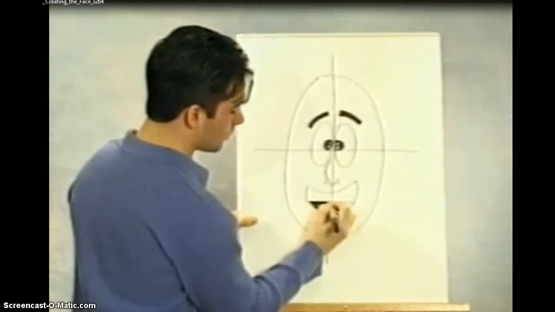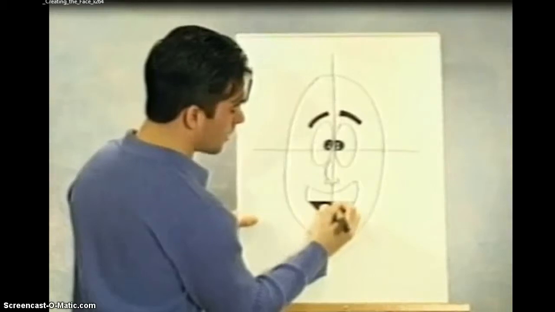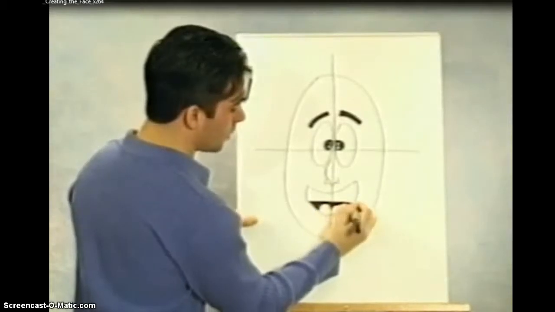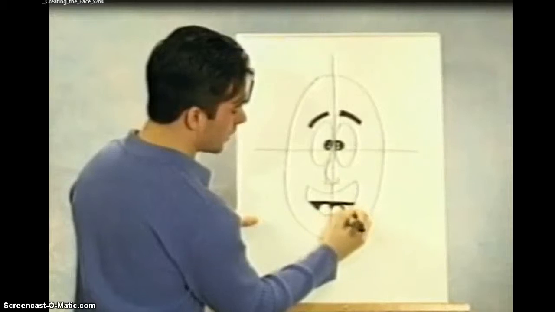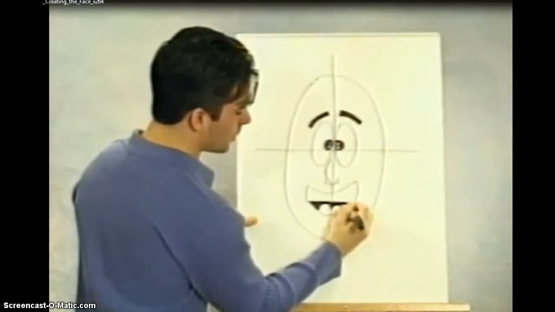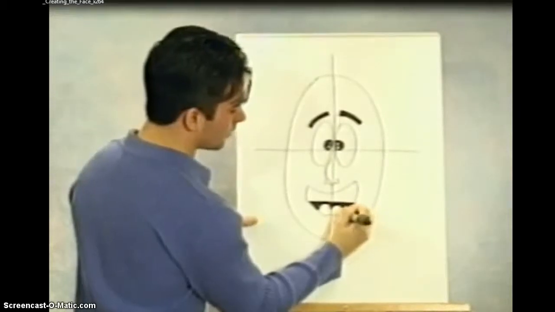Color in the inside of the mouth, or the back of the mouth, a dark color. I was watching a Warner Bros. cartoon the other day, and the back of the character's mouth was really dark blue. So it doesn't matter what color the back of the character's mouth is, as long as you can identify what it is. And it shows depth.